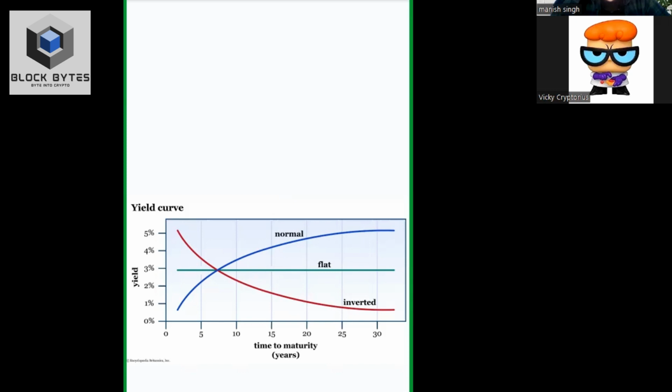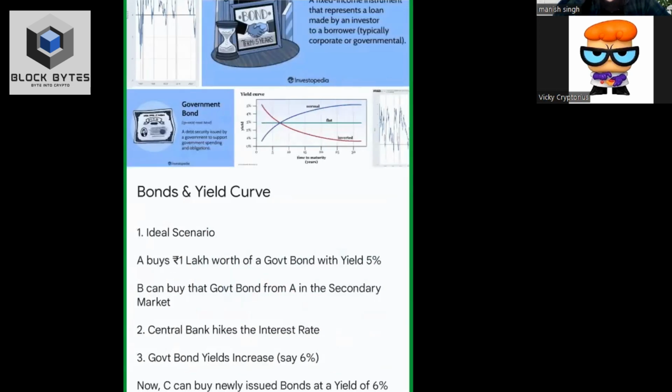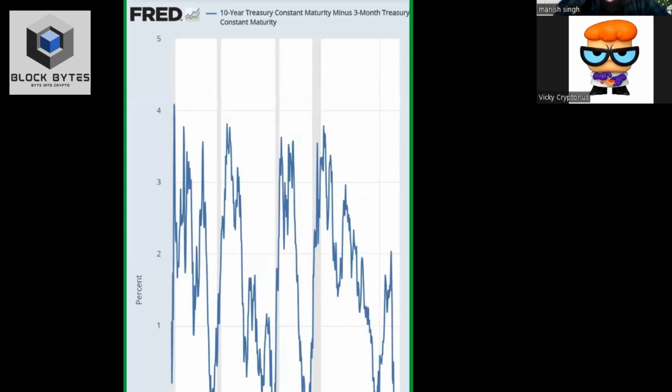It has to be remembered that though the yield percentage comes down, they will still be getting a fixed payment. I don't think that matters a lot. What matters is what I'm going to show next. This is what economists usually do: they take two time periods and compare them, one shorter duration and one longer duration. This is the 10-year, 3-month yield curve. Not yield curve exactly, yield spread.